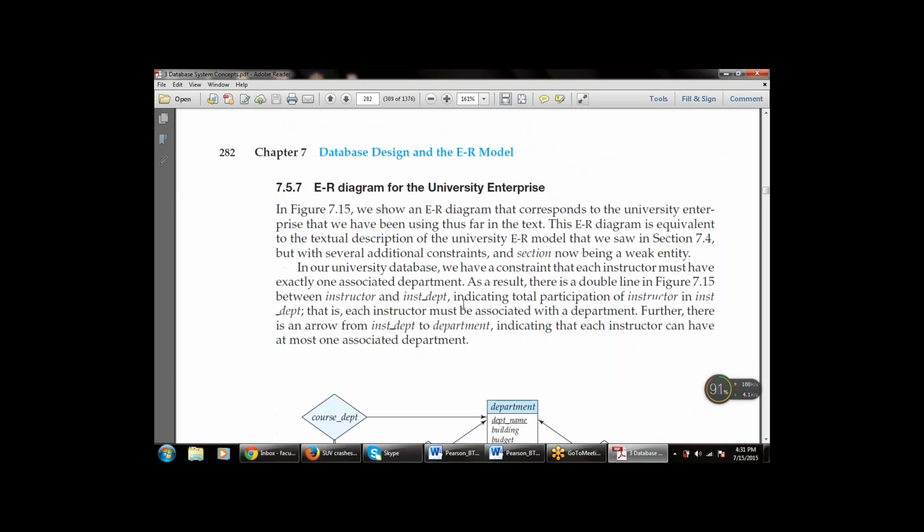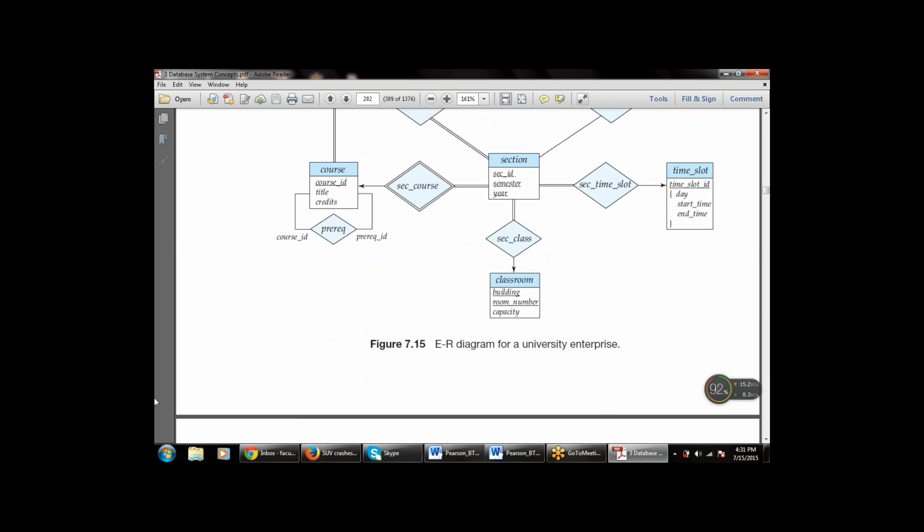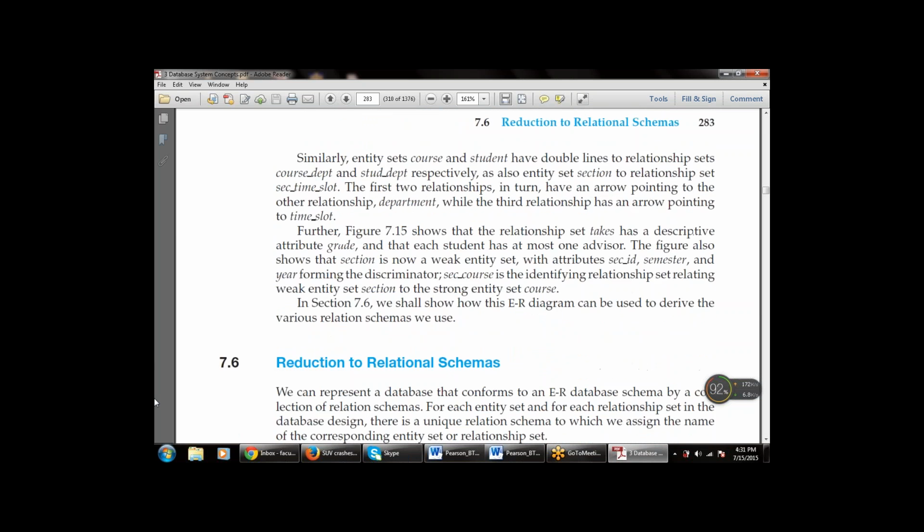Then next is the ER diagram for the university enterprise. This is a diagram that we will discuss. That is what is the ER diagram that is available for the enterprise representation. That is how to represent the whole university example with the use of ER diagrams.